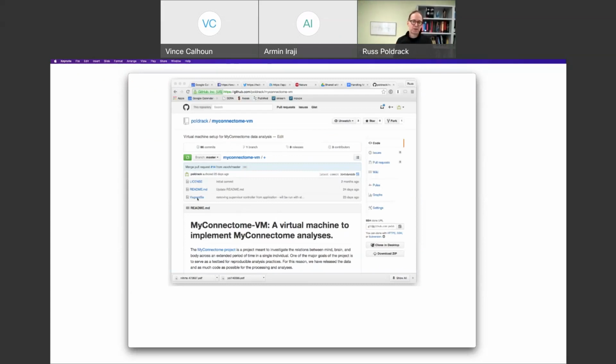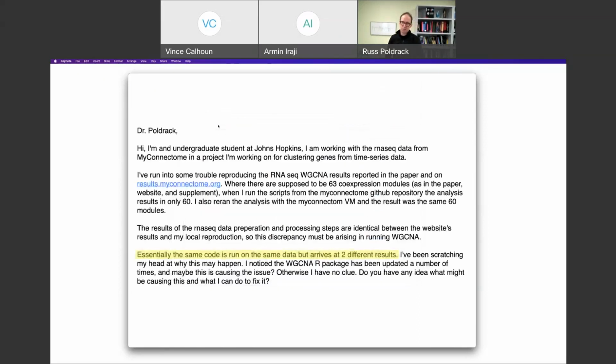And you basically say, hey, Vagrant, go set this up. It pulls all the dependencies, it pulls all the code, and it goes and runs everything. So it seems like that should be sufficient to give us reproducible analyses. I got an email a couple years later saying, hey, I'm an undergrad, I'm working with the RNA-seq data. I'm having some trouble reproducing the RNA-seq results using this WGCNA thing.